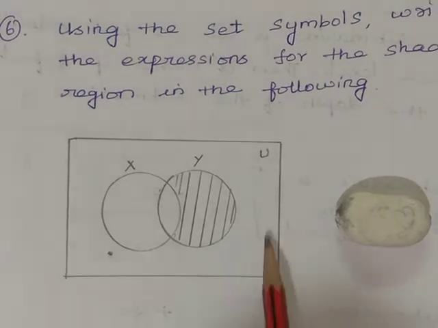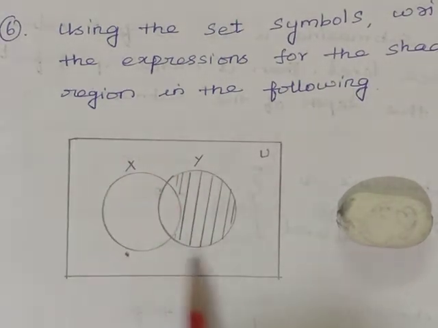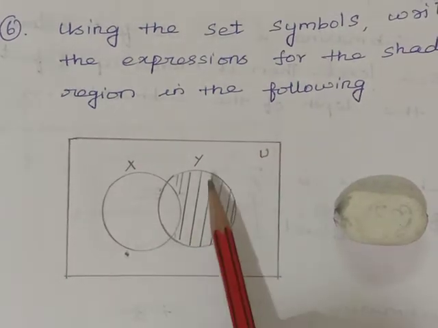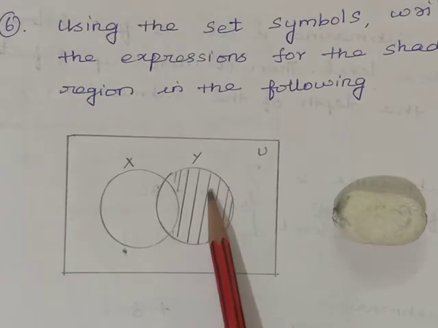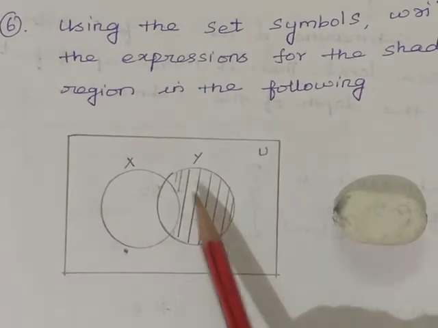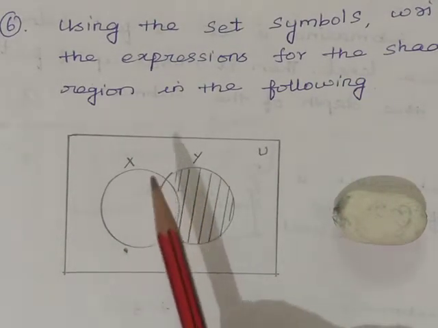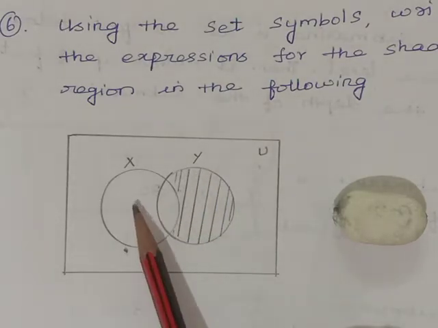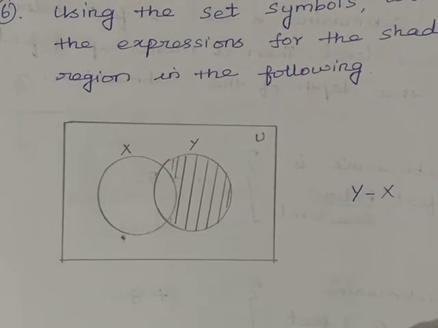In this diagram, the outer portion is not covered. So there is no problem with the whole dash. So only y is covered. What does it mean? We need y, we don't want x. So we can write it as y minus x. We need y means you should write y, we don't want x means minus x. So your answer is y minus x.